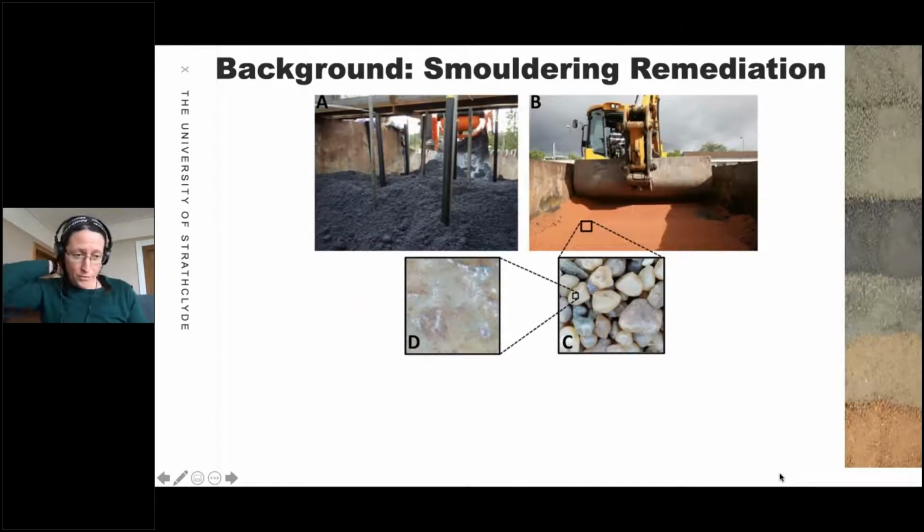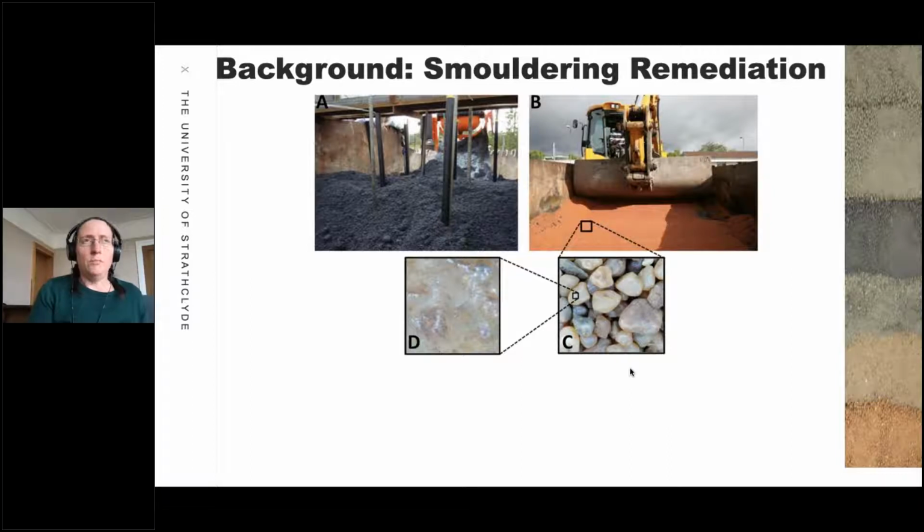Okay, my background is in remediation of organic contaminants, and that's actually where I started this journey into learning about metals and how they behave in the subsurface. Smoldering remediation has been my baby since around 2005. It's the reason I moved to the UK in the first place, was to develop this process.